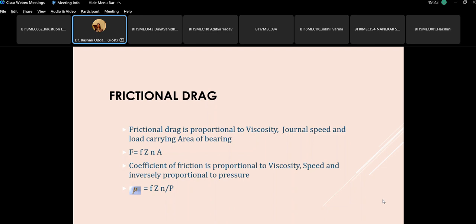So for different L by D ratios of the bearing, we have so many parameters, so many variables that we'll be referring to. So these formulas, as I said, are quite complicated and we are not going to use formulas. We are going to use these graphs which are plotted for coefficient of friction versus ZN by P, where Z is viscosity, N is the speed of the journal, and P is the average pressure. Similarly, the frictional drag versus ZN-A.